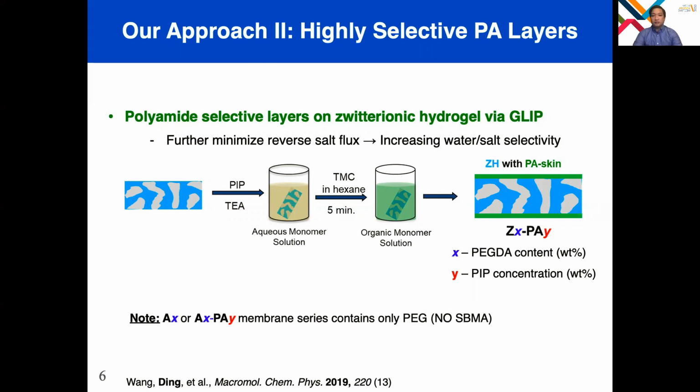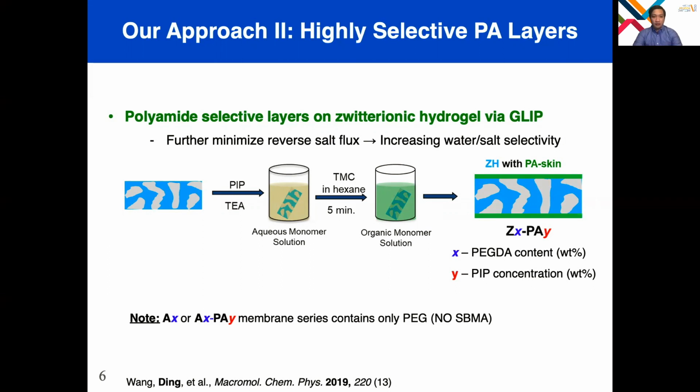Simply put, the impregnated membrane hydrogel will be dipped in an aqueous monomer solution containing piperazine and TEA as the catalyst. After 5 minutes, it will be taken out, the excess liquid on the surface removed, and then immersed in the TMC hexane solution for 5 minutes for the interfacial polymerization to take place.